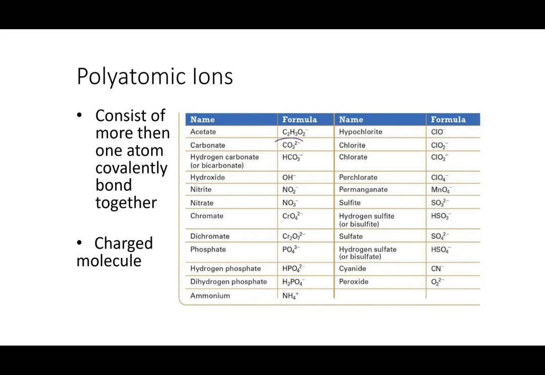So if I look here at carbonate, for example, the package of atoms is CO3. This is carbonate. And this package of atoms carries with it a -2 charge. So that negatively charged package can come together and form a bond with one of our positively charged metals. So that's what a polyatomic ion is.